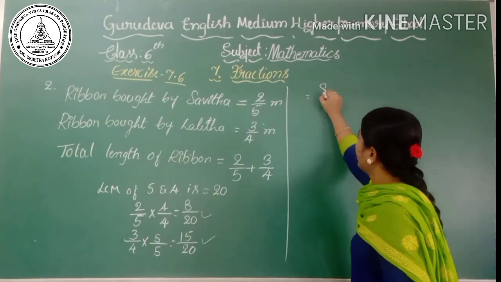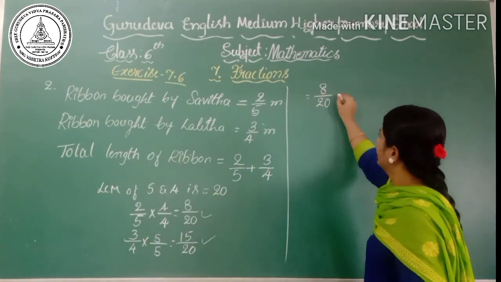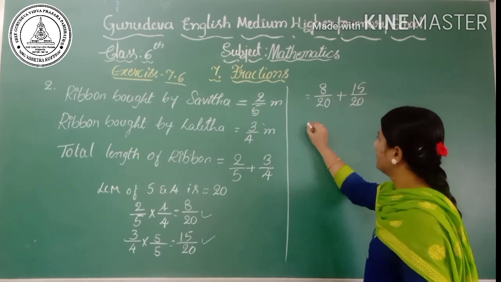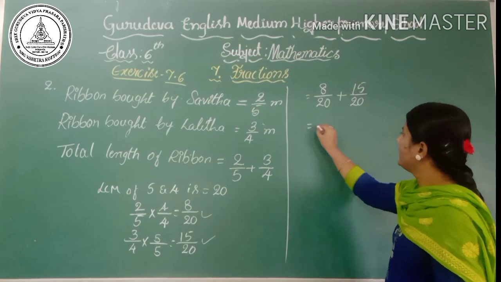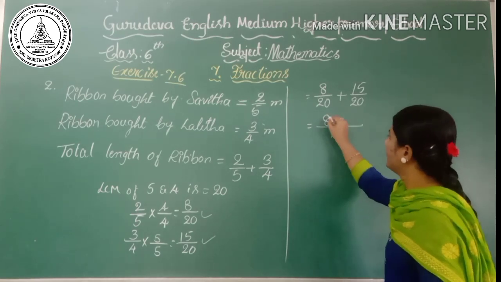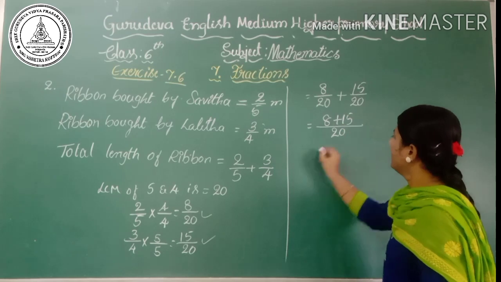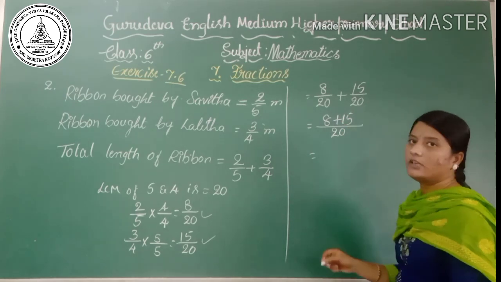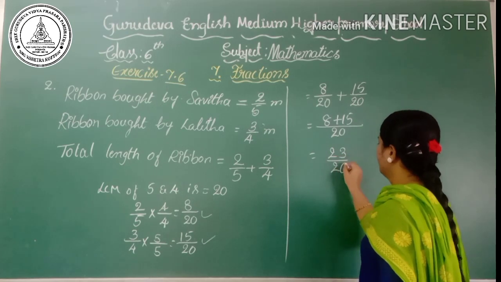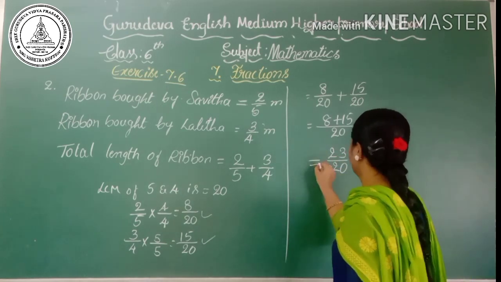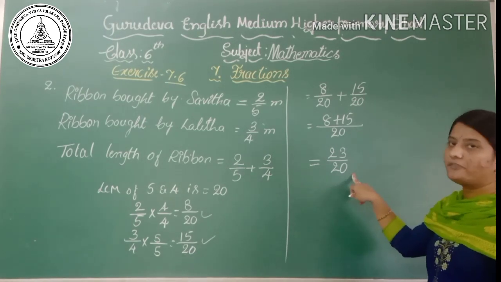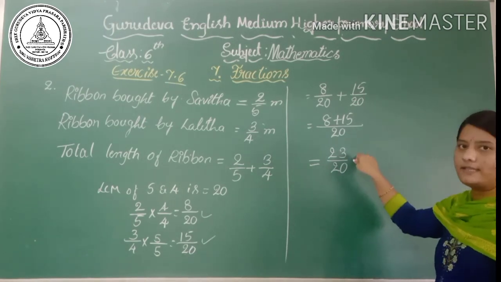Which is equals to 8 by 20 plus 15 by 20. Yes, now these two are like fractions. Write the denominator as it is, 20, and add the numerators: 8 plus 15 is 23, divided by 20. Okay, so now it is an improper fraction, and we make it into a mixed fraction.